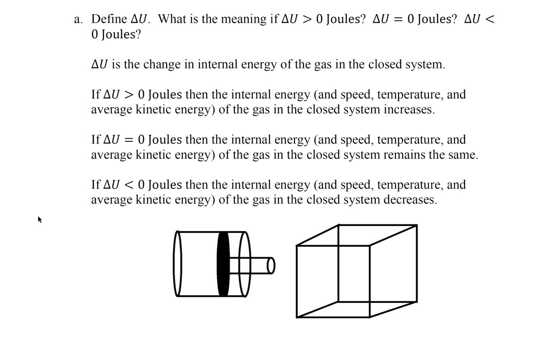So when we think of a closed system, we think of a box increasing or decreasing its volume. And we also think of a piston, this black disc moving to the right or left, where the volume inside increases or decreases.